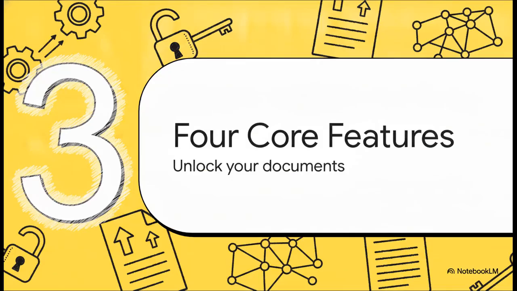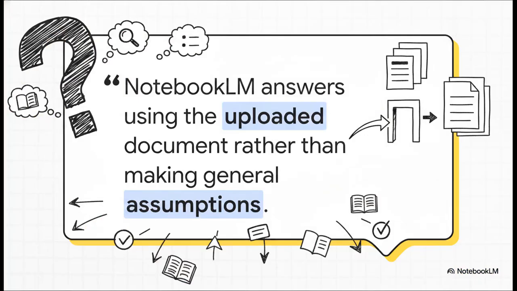On to Section 3. 4 powerful core features to completely unlock your documents. Superpower number 1 is the simple ability to just ask questions. You can prompt the AI with things like, hey, what is this document actually about? Or give me a quick summary. Notice the absolute key distinction here, though. NotebookLM answers using only the uploaded document rather than making general assumptions. You are getting answers directly sourced from your own reports, your own research papers, or your own documentation.